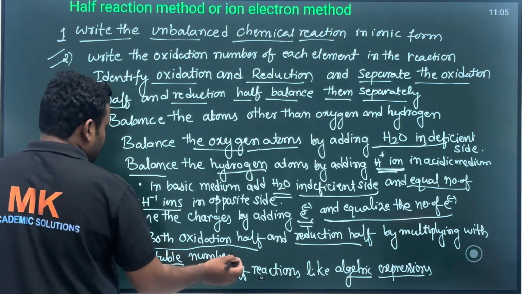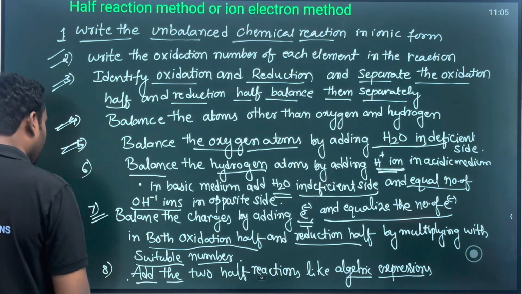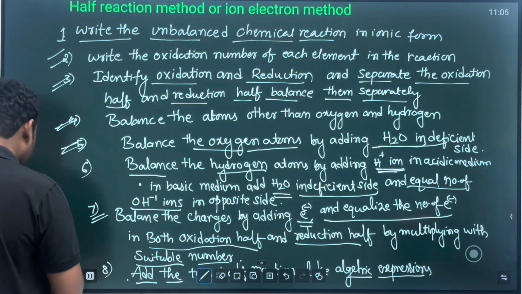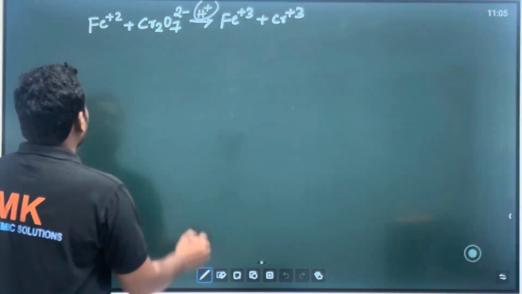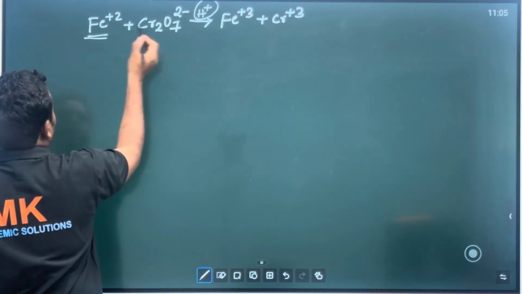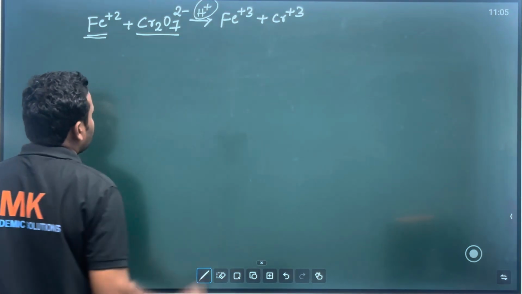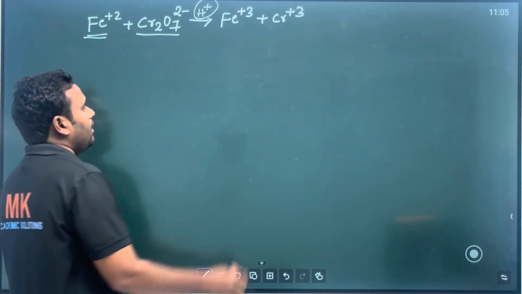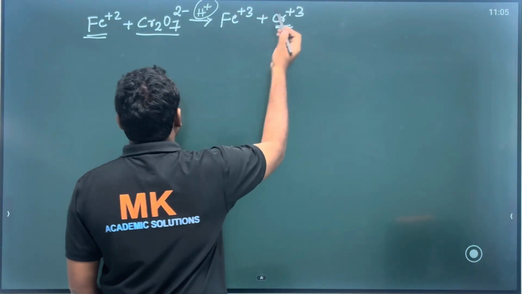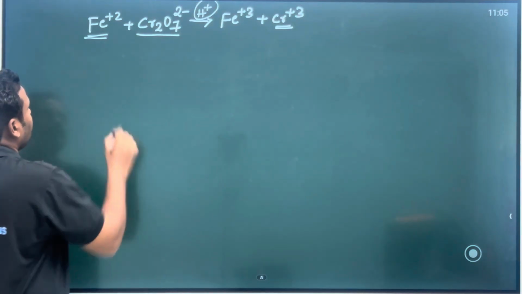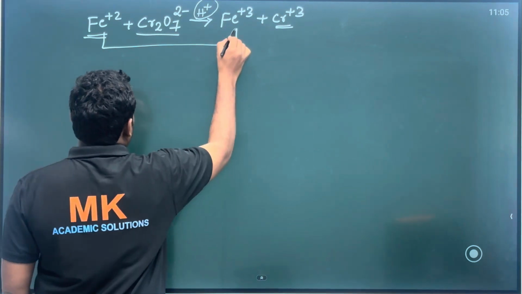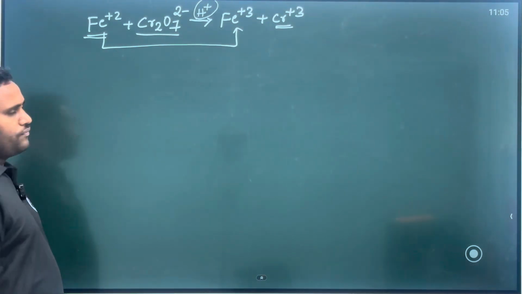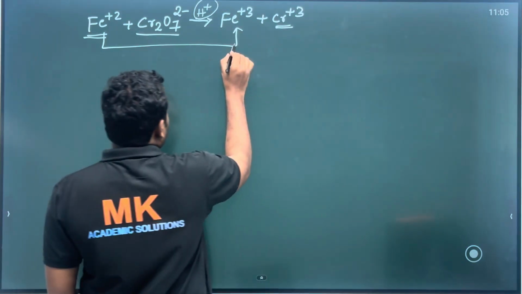Okay, so now let us see one example for this. When you do the example, all these steps will become easy for us. Now let us take Fe plus 2 plus Cr2O7 minus 2, H plus indicates it is in the acidic medium, giving Fe plus 3 and Cr plus 3. Here Fe plus 2 to Fe plus 3, so an increase in oxidation number.